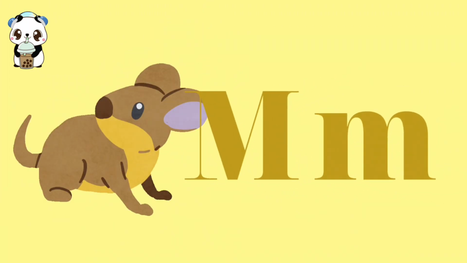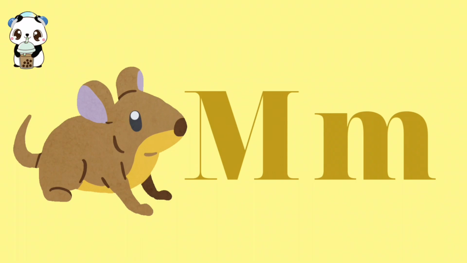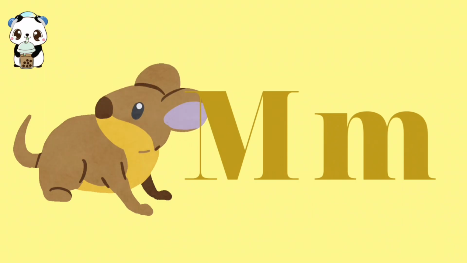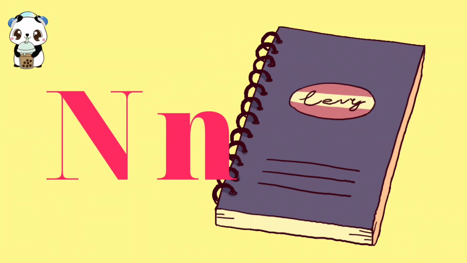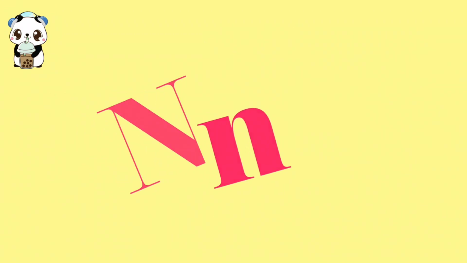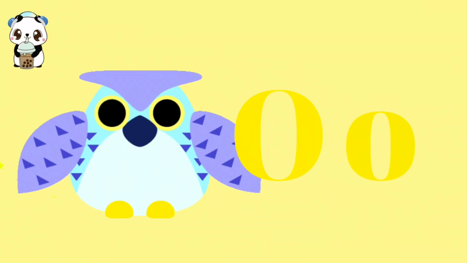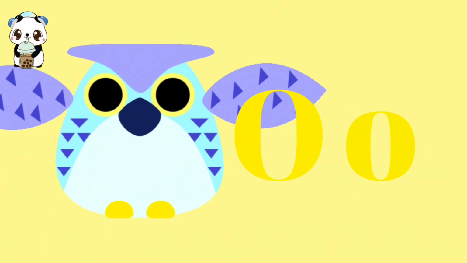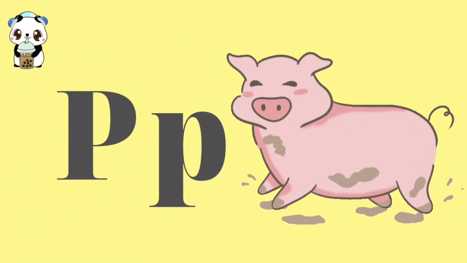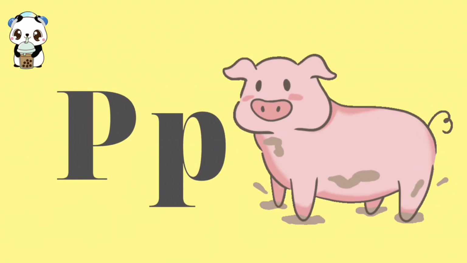M. M is for mouse. N. N is for notebook. O. O is for owl. P. P is for pig.